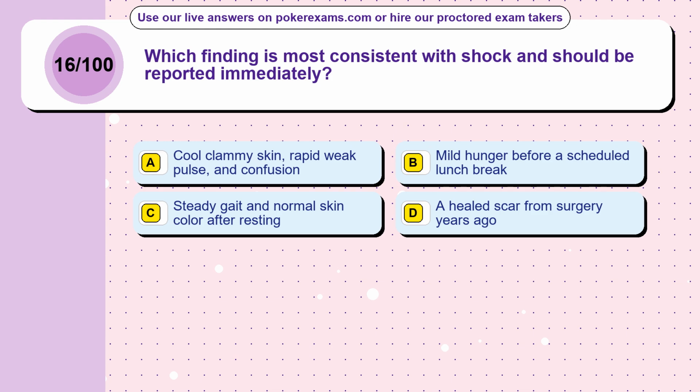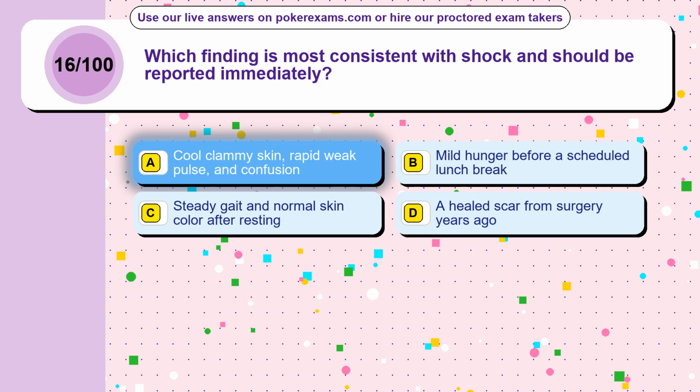Question 16. Which finding is most consistent with shock and should be reported immediately? Option A, cool clammy skin, rapid weak pulse, and confusion. Option B, mild hunger before a scheduled lunch break. Option C, steady gait and normal skin color after resting. Option D, a healed scar from surgery years ago.